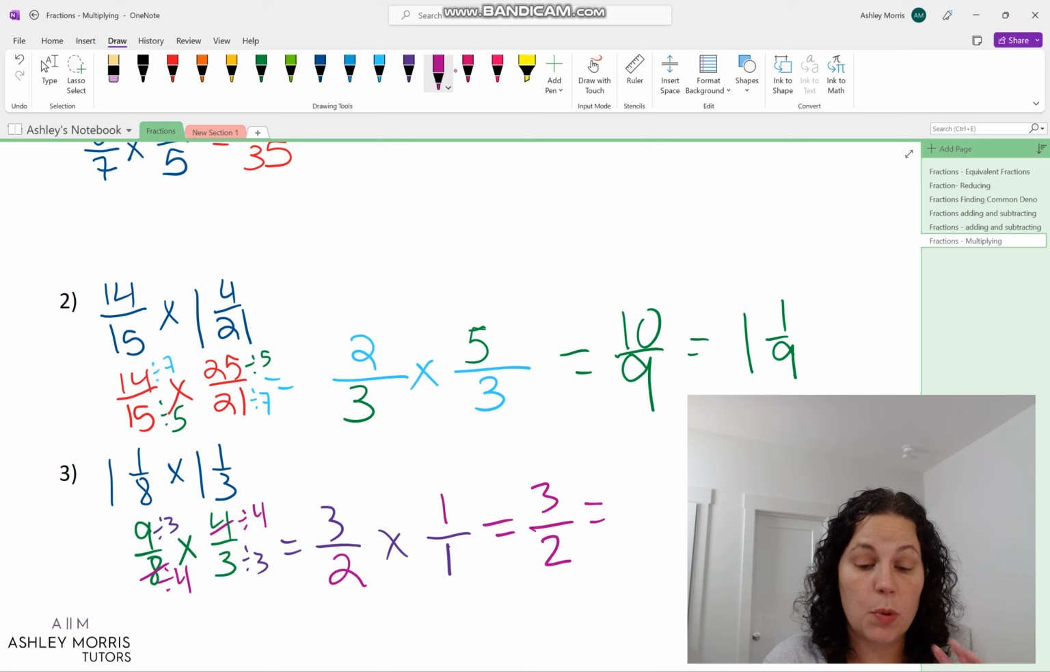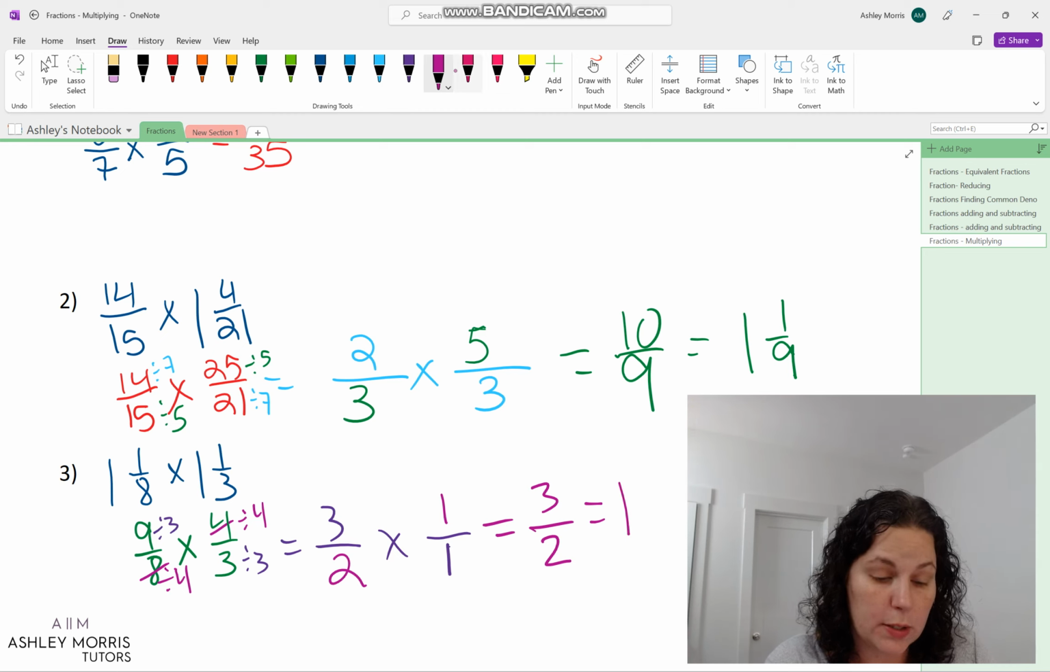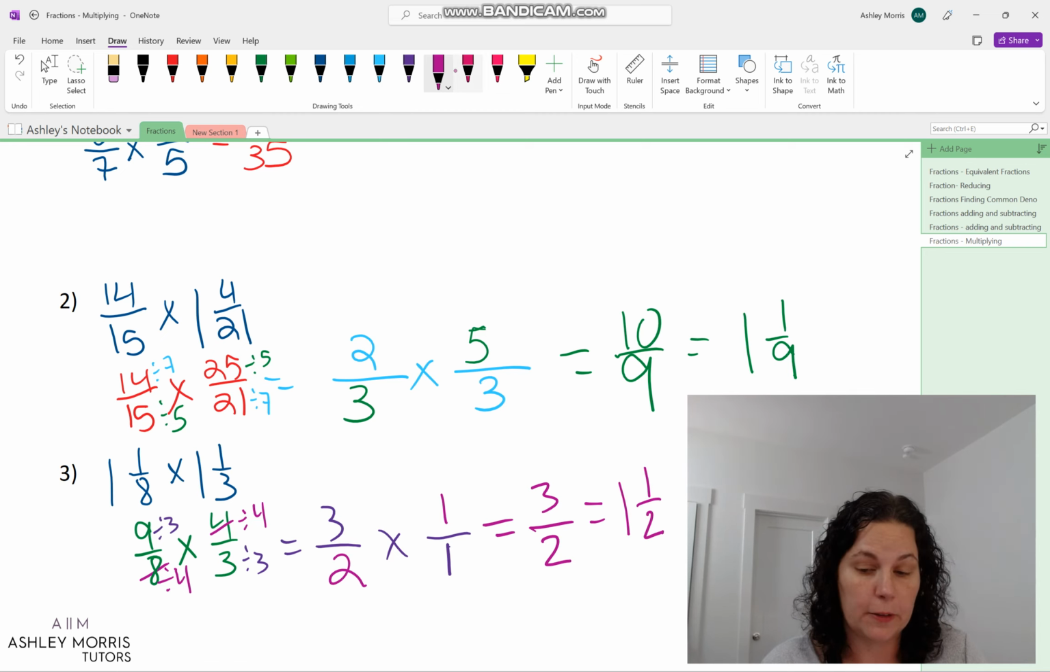That's reduced, but we do want to make it into a mixed number. 2 goes into 3 one time with 1 left over.